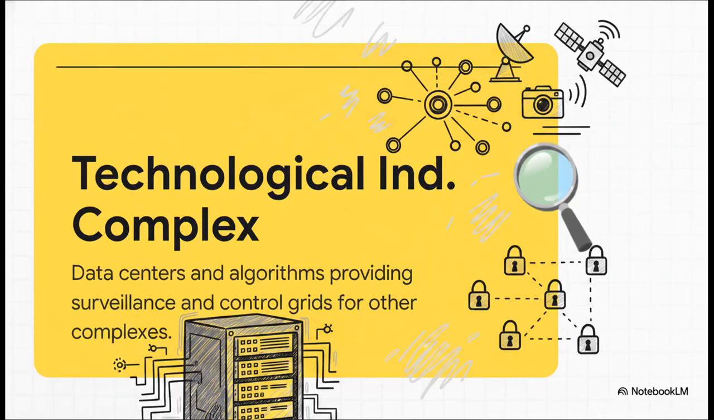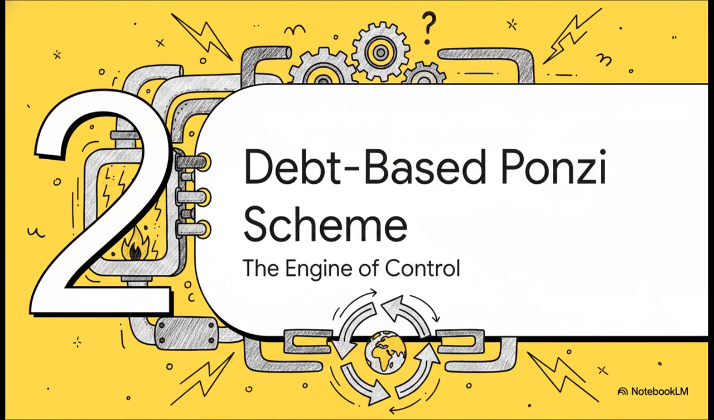Finally, wrapping it all together, we have the technological industrial complex, or TIC. These are the giant tech conglomerates, providing the data centers, the algorithms, and the surveillance grids that the other two complexes desperately need. Interestingly, much of this tech is initially funded by military or intelligence budgets. Think of agencies like DARPA. And then it gets transferred over to private companies to manage the public narrative and engineer control. So, what actually powers these three behemoths?